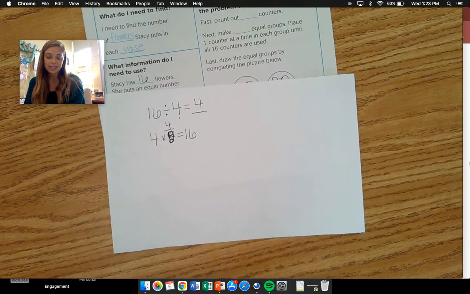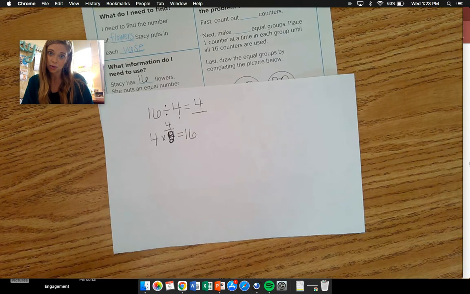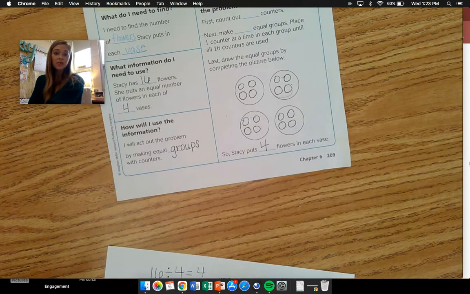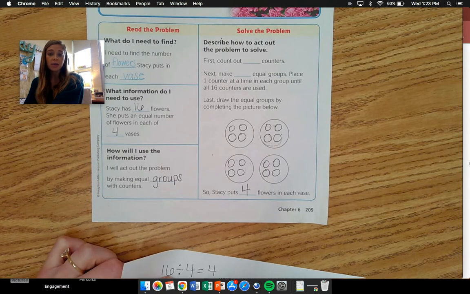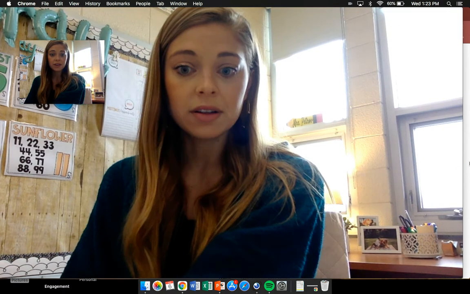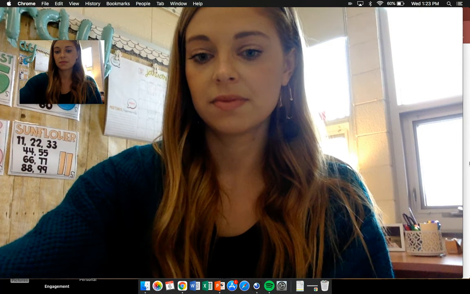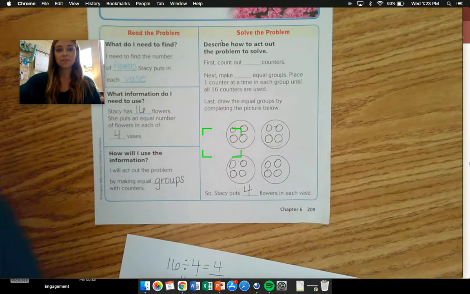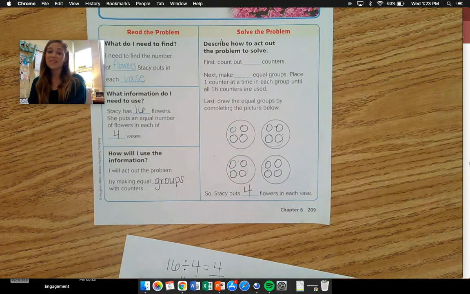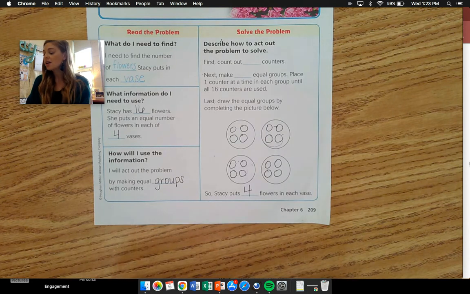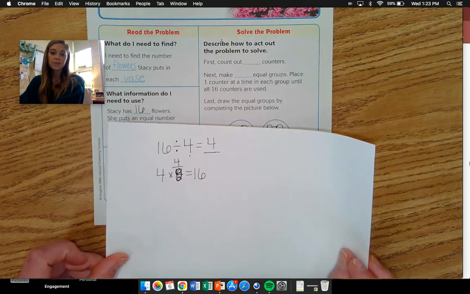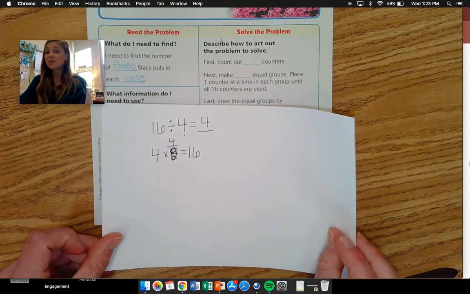4 in each vase. If you're like, whoa, Miss Johnson, I don't understand how you did that, don't fear, because we're going to do some more problems. There's nothing wrong with drawing out pictures if you need to. But if you don't want to draw out a picture all the time, and you just want to solve it using multiplication, you can do that too.